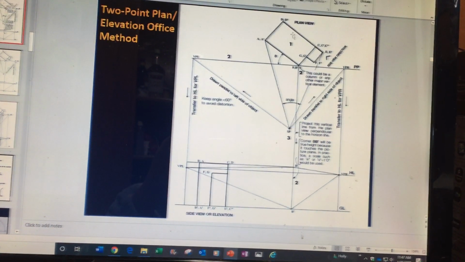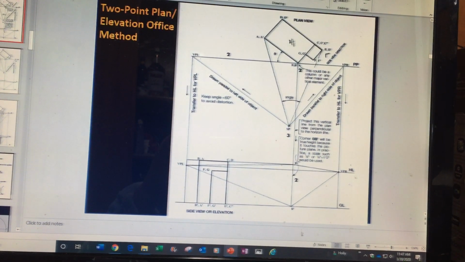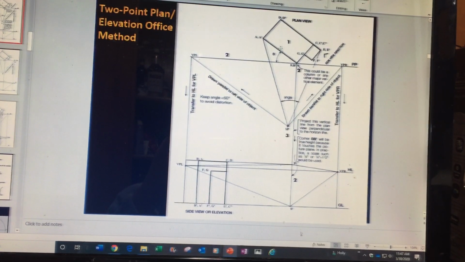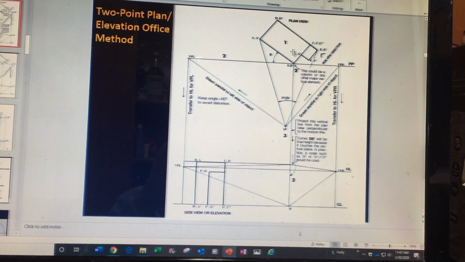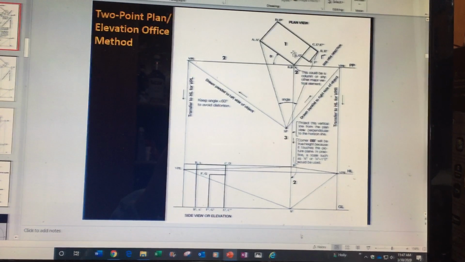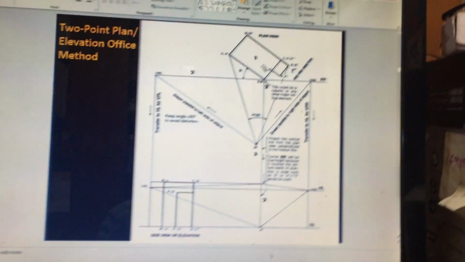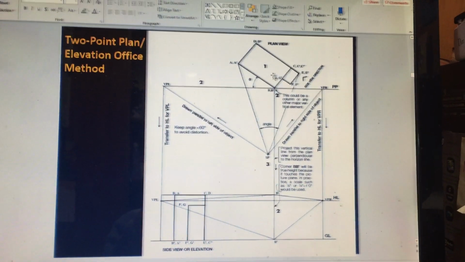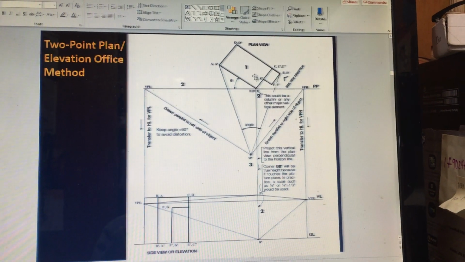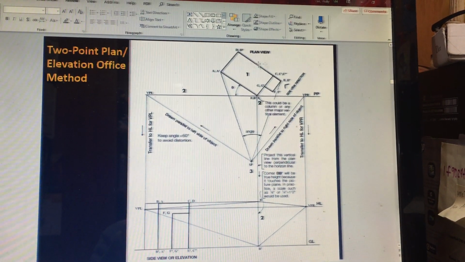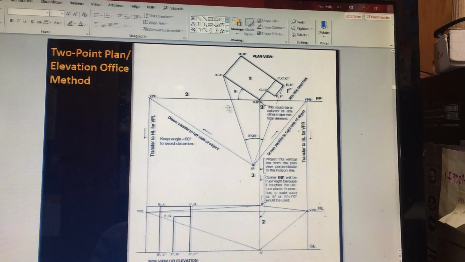For example, the homework looks like this. They have 2 buildings, the big one number 1 and the second one is like this. So now they ask you to draw the 2-point perspective. You need to follow step by step to make it easy to do the homework. Now, the first thing you need to understand is the definition before you learn.